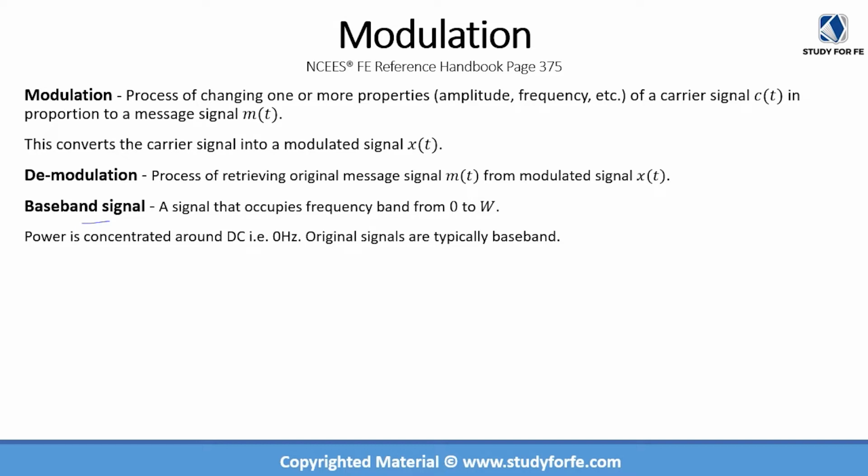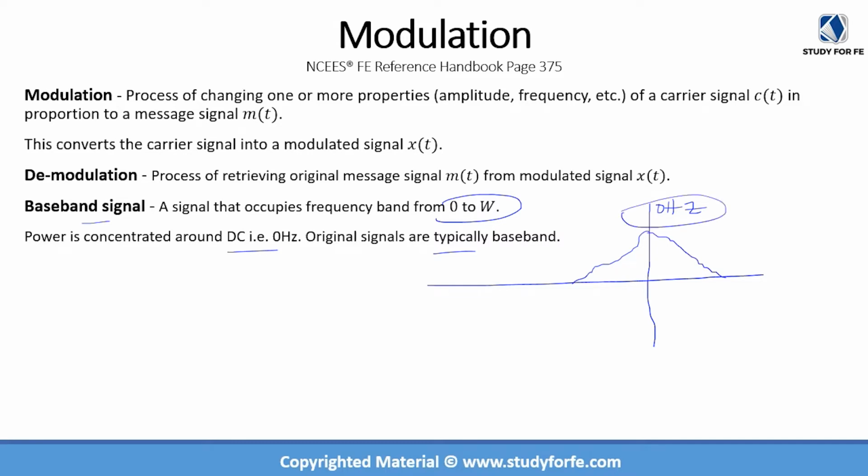Baseband signal is a signal that occupies frequency band from 0 to W. Power is concentrated around DC, that is 0 Hz, and most of the original signals are typically baseband. So in the frequency domain, this is 0 Hz. A baseband signal will look something like this. It's mostly concentrated around 0 Hz, and it has a specific frequency band from 0 to W. And as you can see, most of the power is concentrated around 0 Hz. So this is an example of a baseband signal.